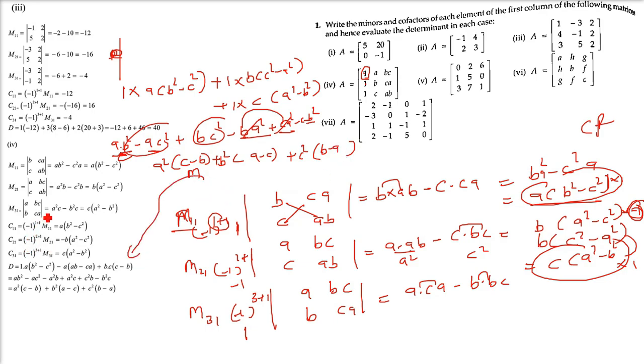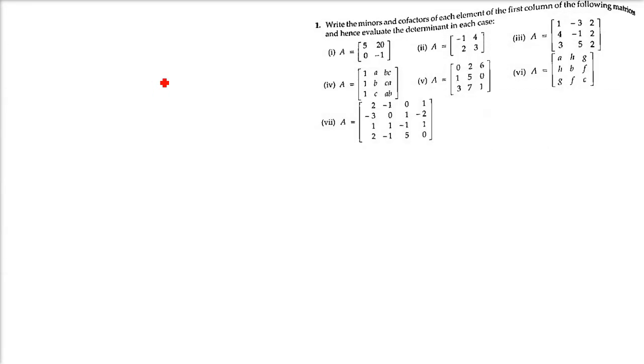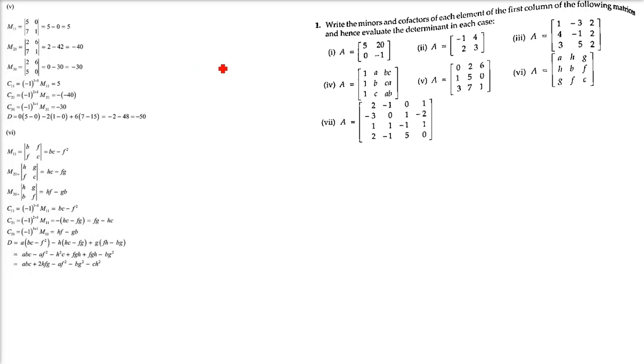So please remember, once you have found the cofactor, you don't have to worry about the sign. But if you are doing it with minors, then you always have to worry about the sign, because everywhere it has to be minus or positive depending upon minus 1 to the power i plus j. Okay, this I hope you'll be able to do.